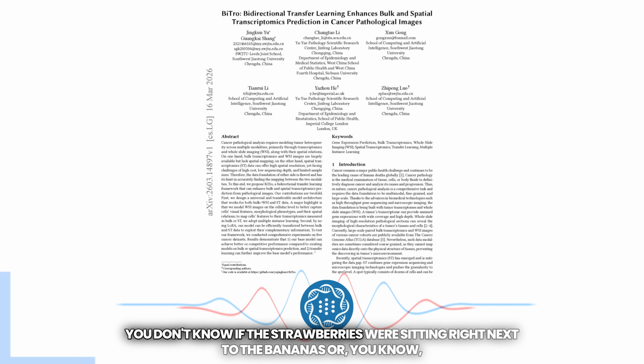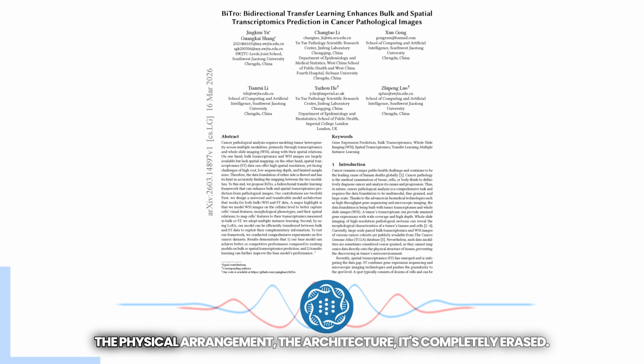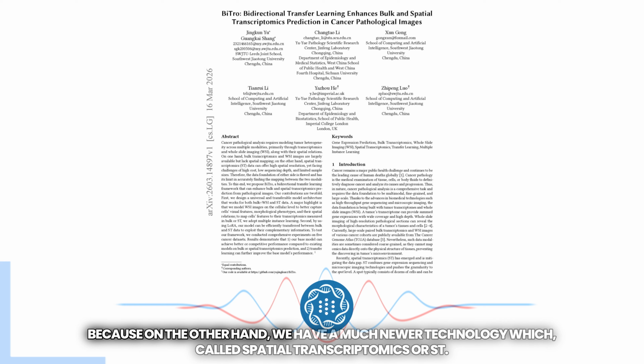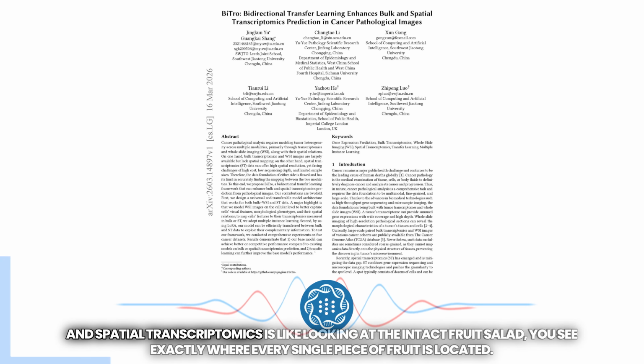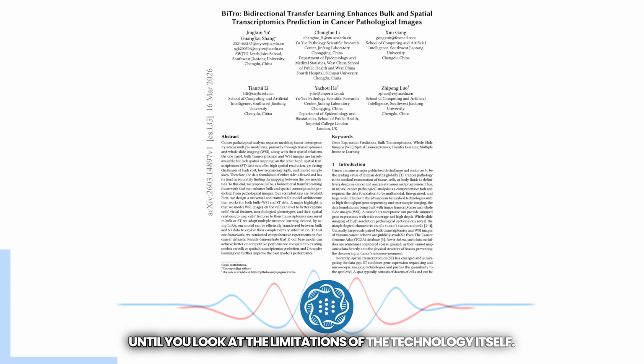You don't know if the strawberries were sitting right next to the bananas, or if all the blueberries were clustered defensively on one side of the bowl. The physical arrangement, the architecture, it's completely erased. Which brings us to the other side of the coin. Right, because on the other hand, we have a much newer technology called spatial transcriptomics, or ST. And spatial transcriptomics is like looking at the intact fruit salad. You see exactly where every single piece of fruit is located. Exactly. Which sounds ideal, right, until you look at the limitations of the technology itself.